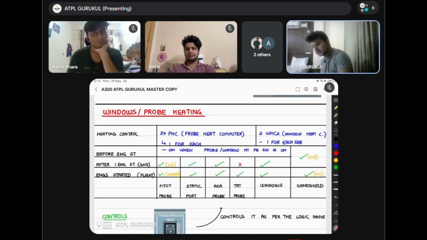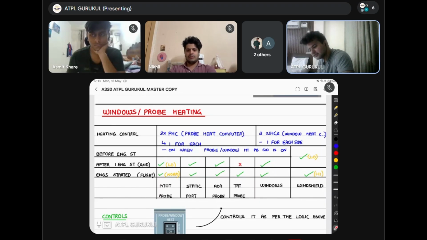Okay, but that is about windows. So windows also follow the same logic. Windows are these things on the side. If you are on ground without engines running, they are not heated. Once the engines are running, they are heated. Windshield follows the same logic as the pitot probe. Any doubts so far?